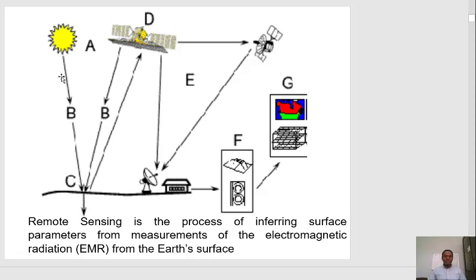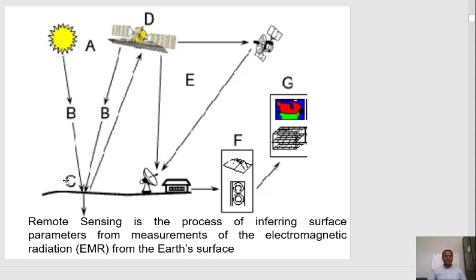As a result of the interaction between electromagnetic radiation and atmospheric particles, there are different mechanisms of interaction. Some of the energy will be absorbed, scattered, and transmitted through the atmosphere. The transmitted energy will reach the surface of the Earth and interact with Earth's objects, creating another form of interaction. There are three forms of interaction when the electromagnetic energy interacts with Earth's objects: reflection, transmission, and absorption.